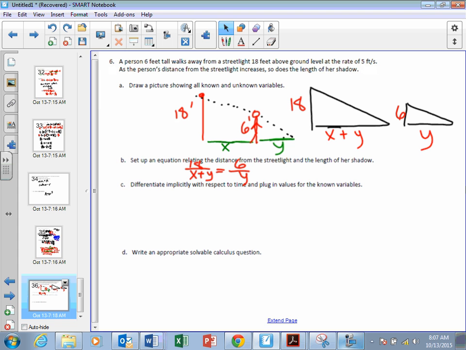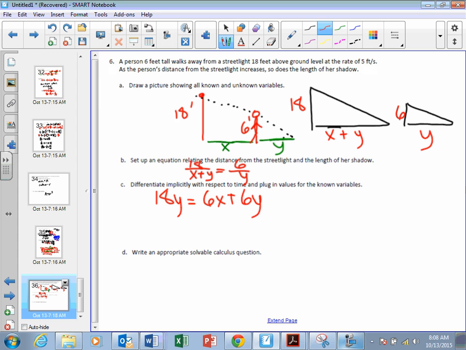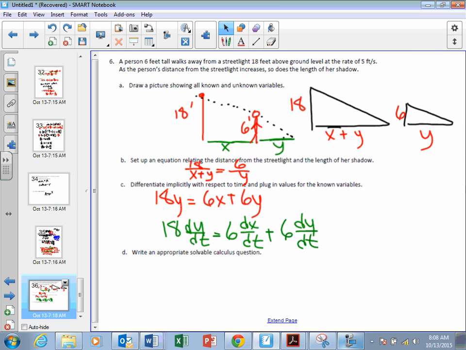Now, I'm going to want to differentiate implicitly. So before I do that, I'm going to cross multiply here to get 18y equals 6x plus 6y. Because that's going to make it easier. Now I don't have to use the quotient rule. So when I take the derivative here, I get 18 dy/dt equals 6 dx/dt plus 6 dy/dt. And now I want to plug in the values that I know.